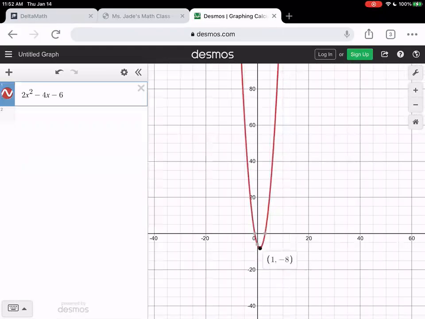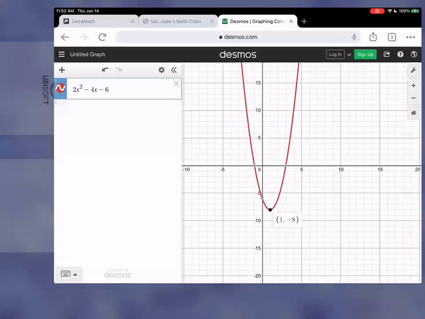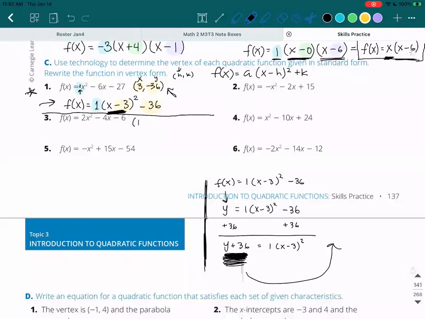Anyways, find our vertex, the lowest point right there, and acknowledge that that is our vertex. It is the lowest point, and it is at 1, negative 8. So 1, negative 8. Hopefully by now you can see that it is 1, negative 8, and so I'm going to go ahead and write this down on our skills practice. Now we can write out our vertex form.